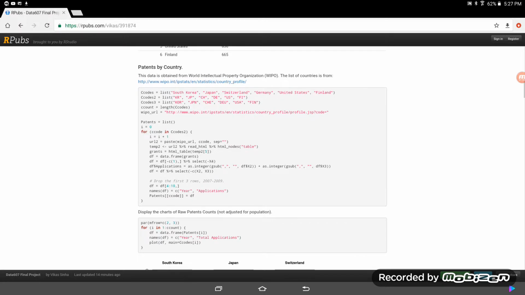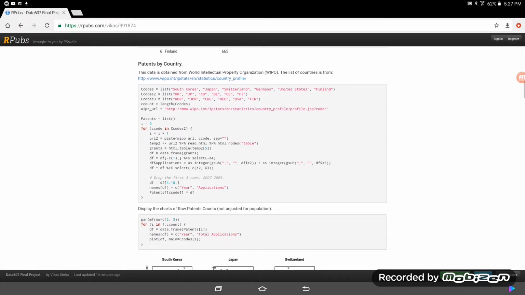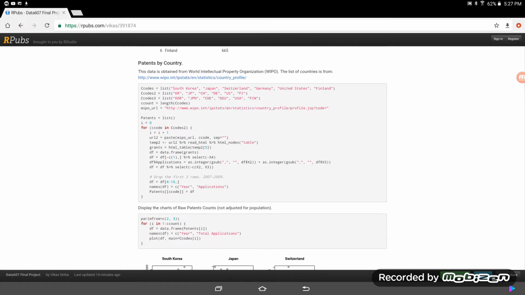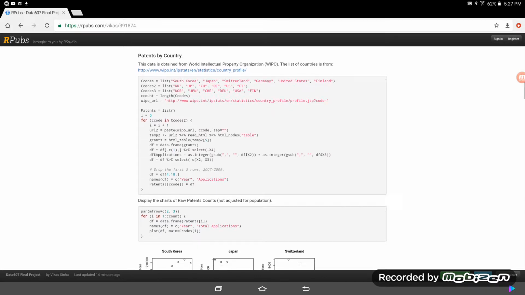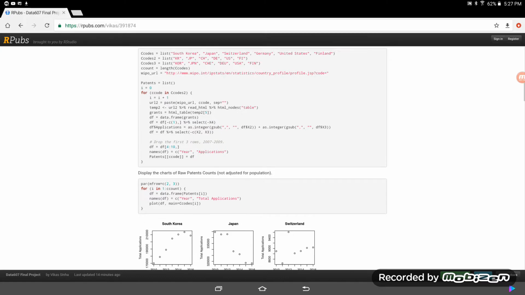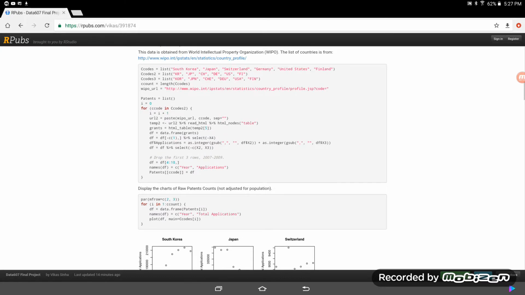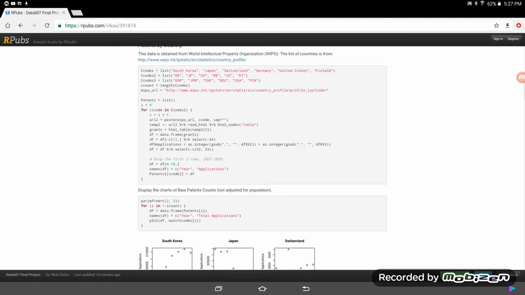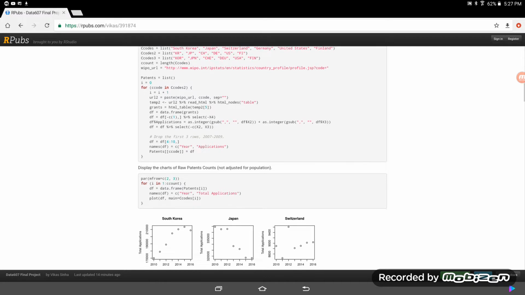The next step is to find the patents filed by each country, and that I obtained from the World Intellectual Property Organization site. And then, I used dplyr code to perform substitutions on the data to get it into a form where I can get the patent counts of that data.